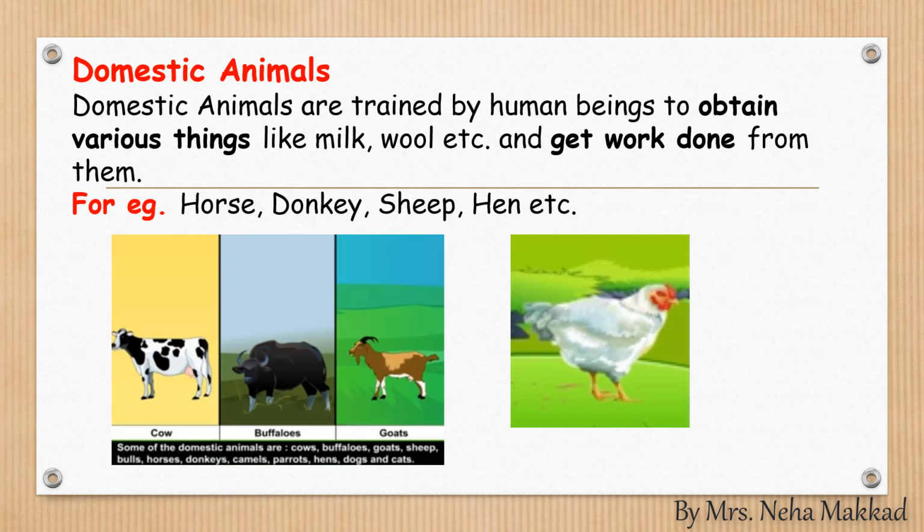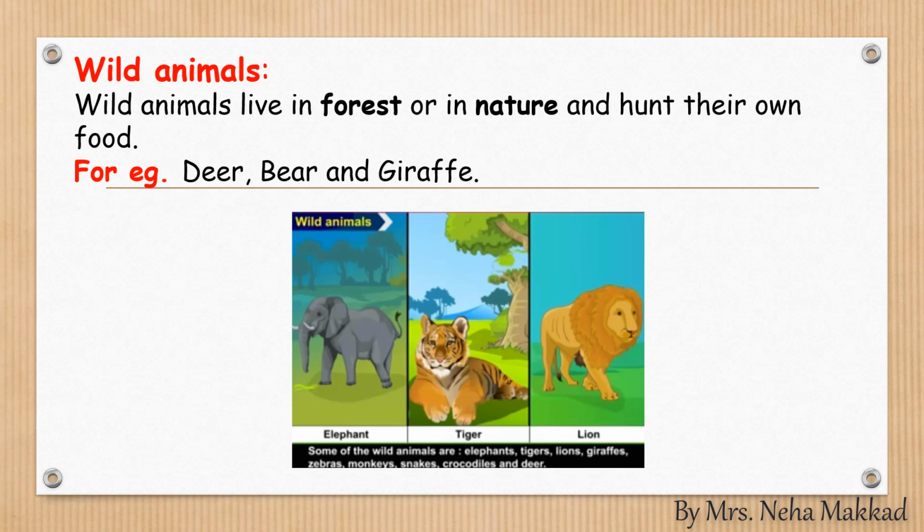So the pet animals, they are there to be friends with us, and the domestic animals, they give some kind of benefit to us, like the different things that I told you just now. And wild animals, they live in the forest or in nature, and they hunt for their own food, like the deer, bear, and giraffe, elephant, tiger, and lion.